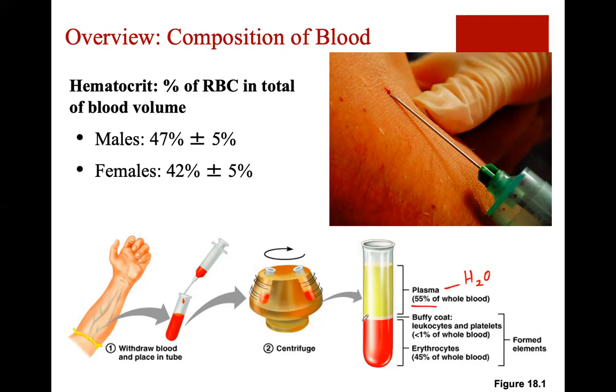You have a very thin layer, typically less than 1%, called the buffy coat, which includes the leukocytes and platelets. Leukocytes is another way of saying white blood cells. And the remainder of your whole blood would be your red blood cells, or your erythrocytes, which are about 45%. And this 45% is referred to as the hematocrit. So hematocrit is, again, the percentage of red blood cells in the total blood volume. Now again, notice that in males, the number runs about 5% higher compared to females, going back to what we mentioned earlier.